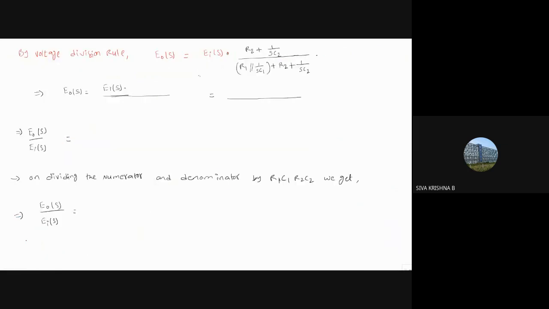Next, by using that voltage division rule, output equals to input multiplied by that output element, that is both are in series, that R2 plus 1 by SC2 divided by equivalent resistance, parallel network plus series network. Okay, so do the simplification here.